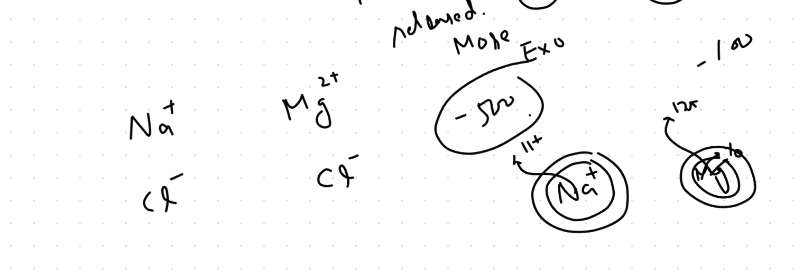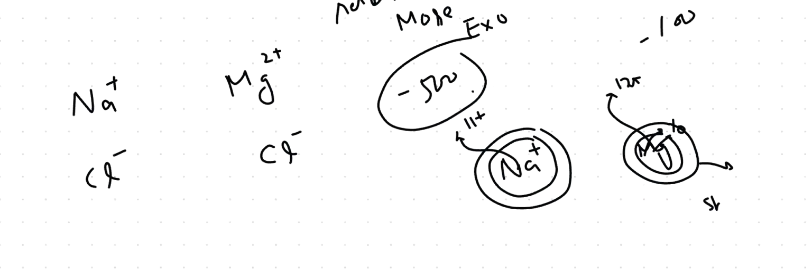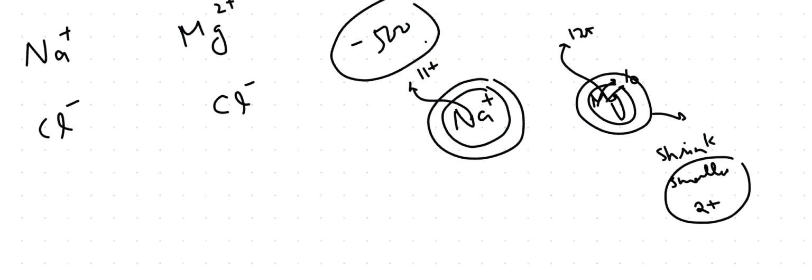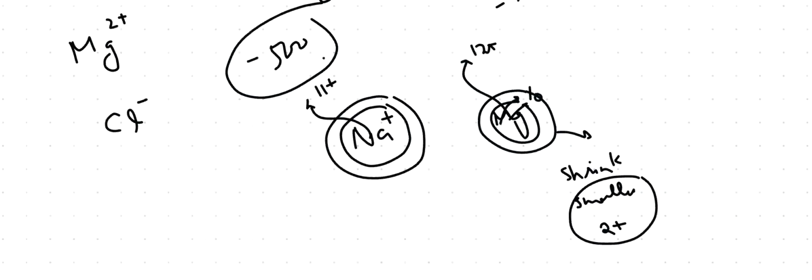It means that the size of this magnesium will shrink, right? It will be smaller. And if it is smaller in size and also has two positive ionic charge, these two things are going to play a major role, and they will be attracting the chloride ions more strongly as compared to the sodium, where the size is still larger and the charge is 1 plus.